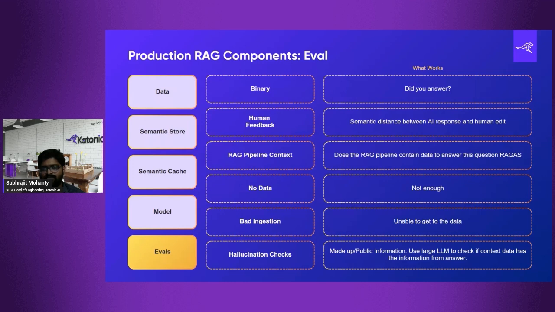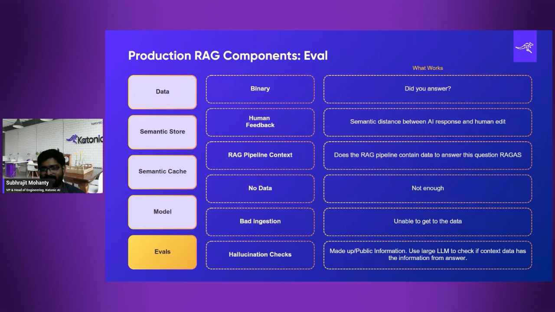Another important evaluation is for bad ingestion. This occurs when the AI cannot access or interpret the data correctly. It's a way to catch and address issues where data might be improperly ingested or processed.